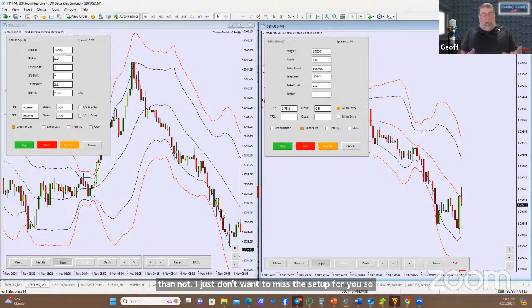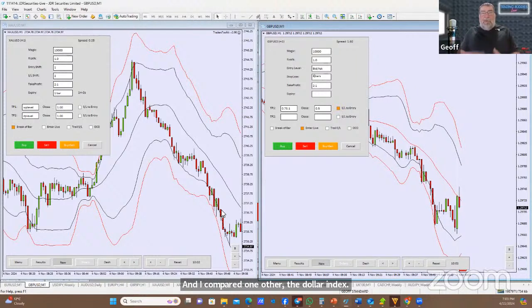What I compared was six different assets. I compared dollar yen, gold, euro dollar, Aussie yen, the S&P 500, and one other, the dollar index. I looked at those to see if there was a correlation to exactly what the market did when Trump won the 2016 election. And it does show something that surprised me just a little bit.